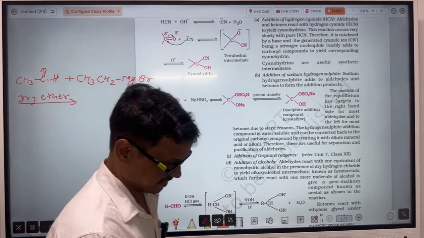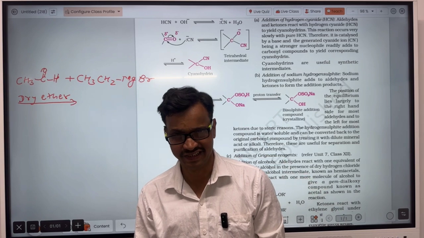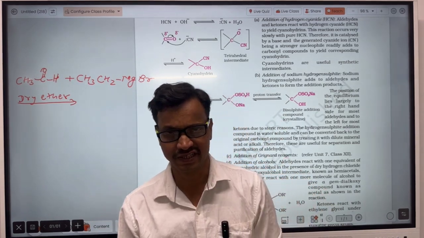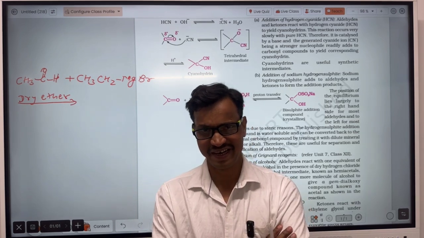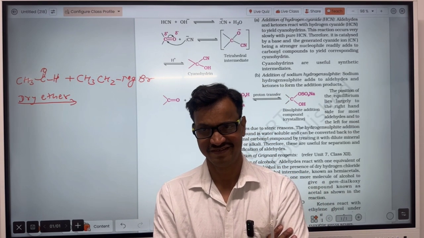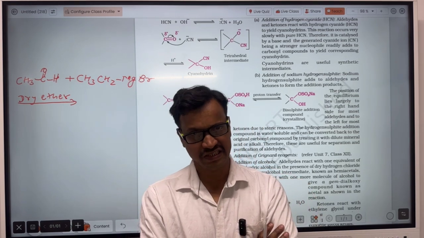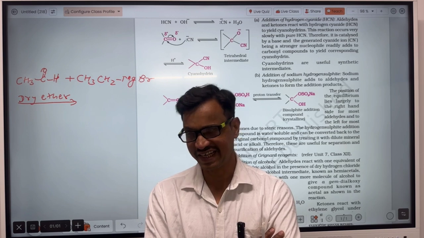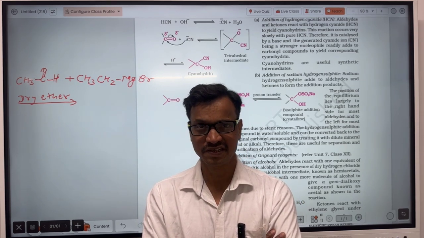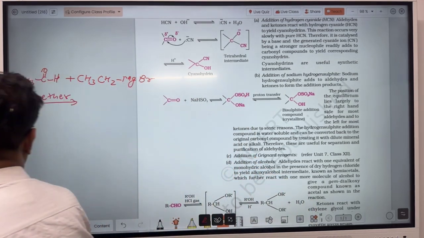An aldehyde, propanol here, no, sorry, an aldehyde ethanol is now reacting with the Grignard reagent ethyl magnesium bromide in presence of dry ether. That means we will take the solvent dry ether, and in that we will react the ethanol with the Grignard reagent ethyl magnesium bromide. So what happened?